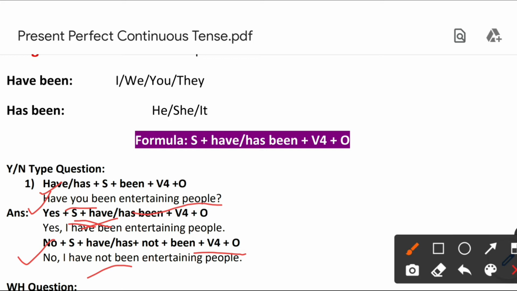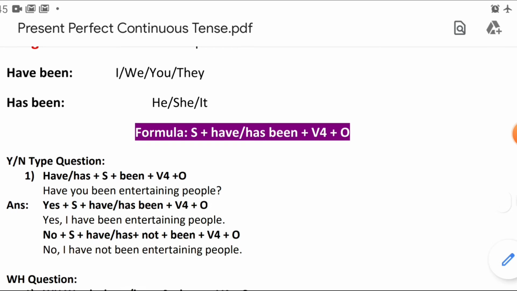Put not between the helping verb. Here the helping verb is have been, has been. So between them we have to use not. Have not been, or if there is has, then it would be has not been. So here it is: I have not been entertaining people.